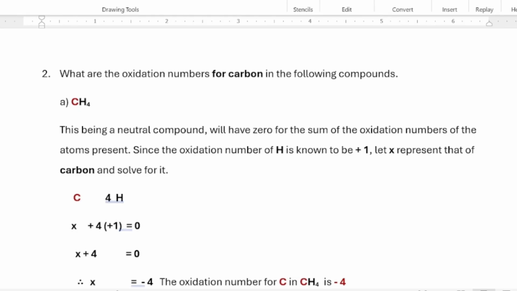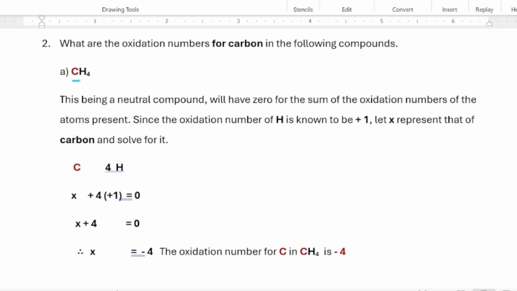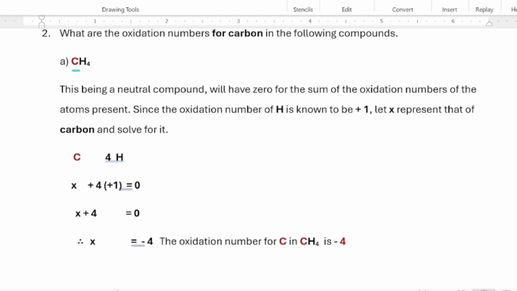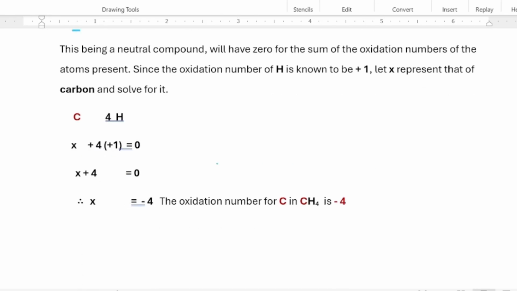Next, we're given a series of compounds in which carbon is present, and we are asked to find the oxidation numbers for the carbon in these various compounds. The first one is methane. Of course, we know it's a neutral compound. We know what hydrogen is. Let X be that for carbon, and we solve for it. You have 1 carbon, 4 hydrogen, X plus 4 equal to 0, X is equal to negative 4. So the oxidation number for carbon in methane is negative 4.